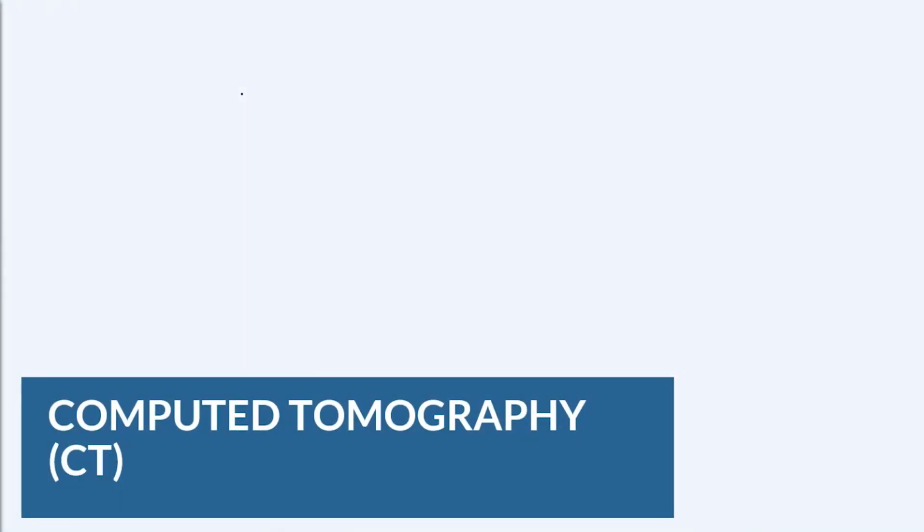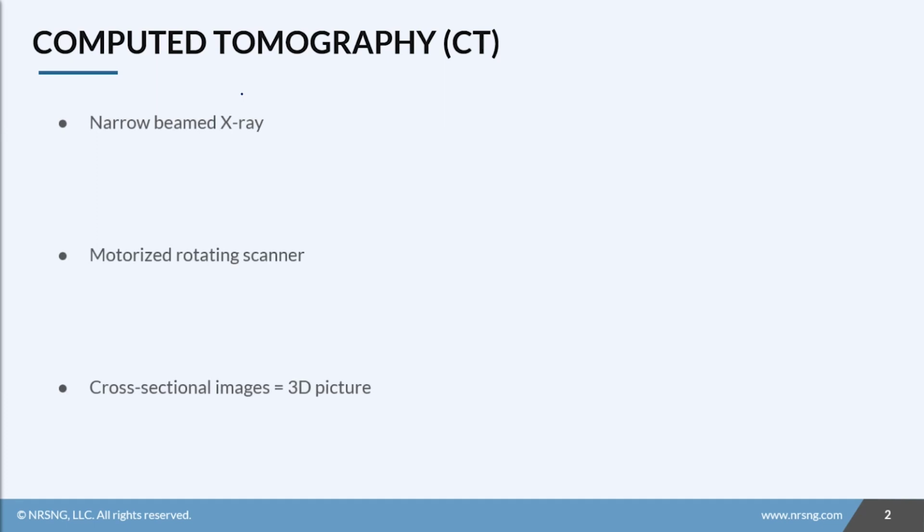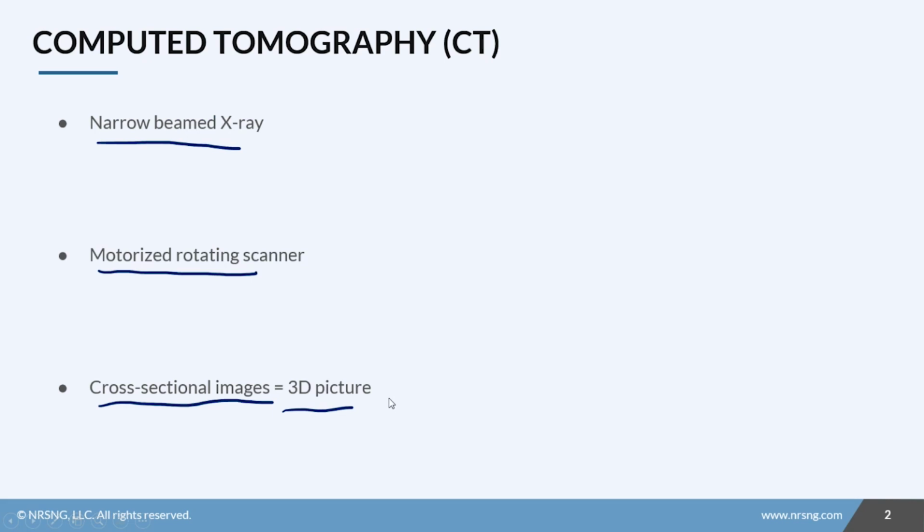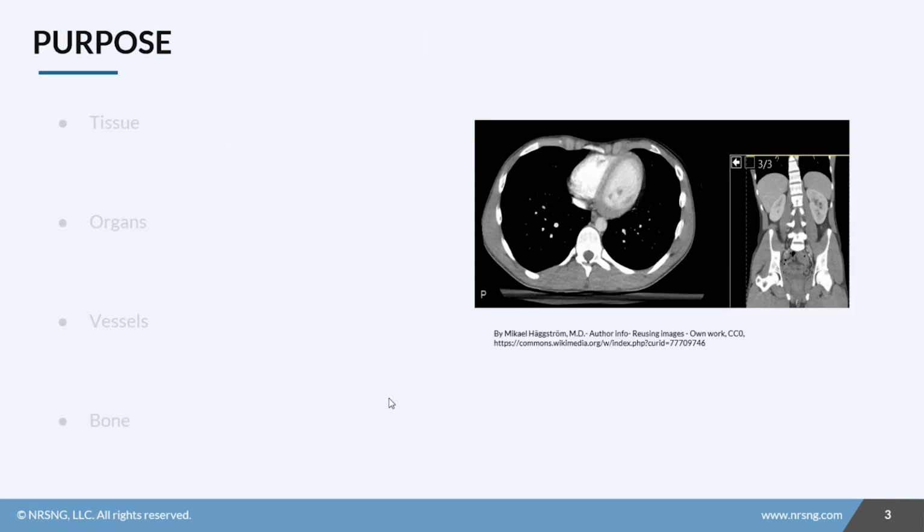Lesson on computed tomography. Computed tomography, or CT scans, are narrow-beamed X-rays that use a motorized rotating scanner to create cross-sectional images to make more of a 3D picture, where you can view these to see inside of the body and help diagnose disease.